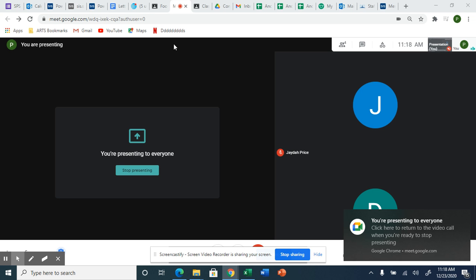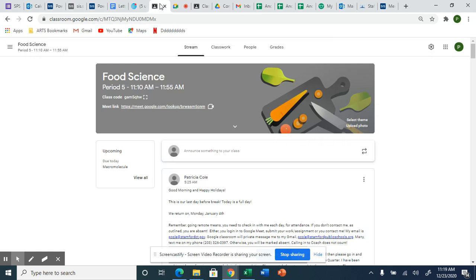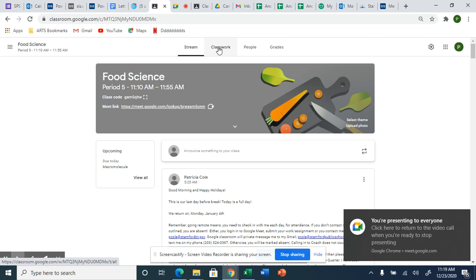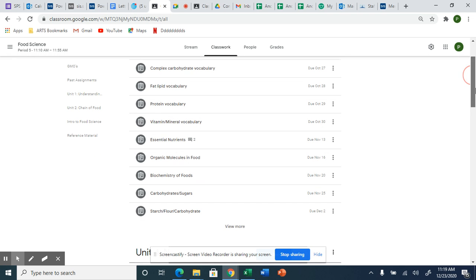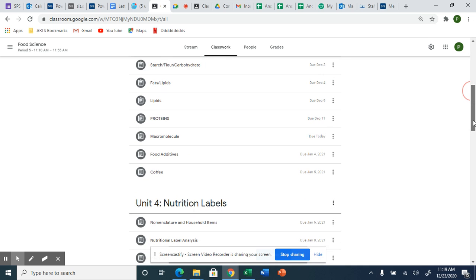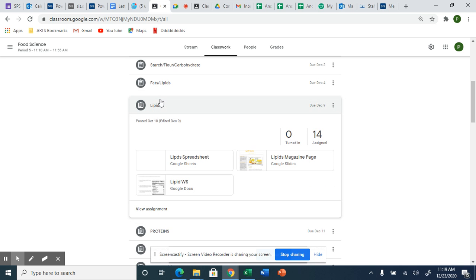Right, so this is lipids. Here we go. Classwork. If you click more, there's the macromolecules. By the way, I gave credit for the proteins to everybody. So lipids, let's do lipids. Here is the sheet.